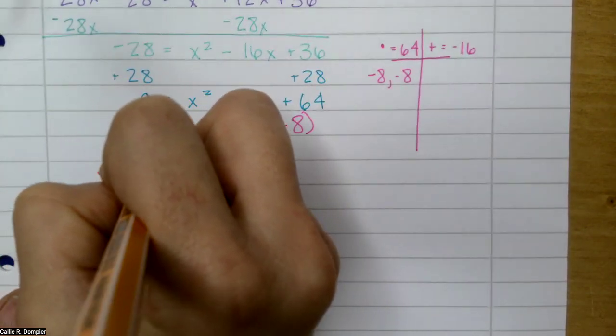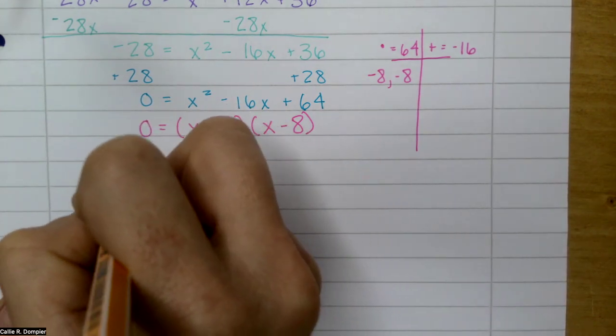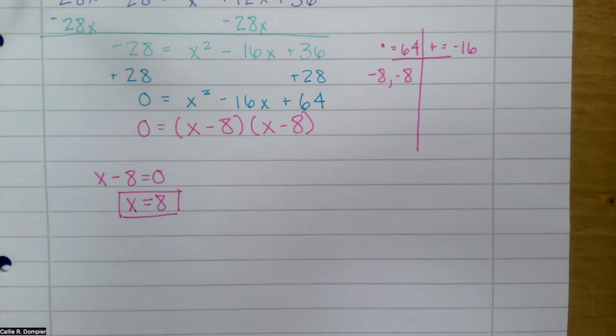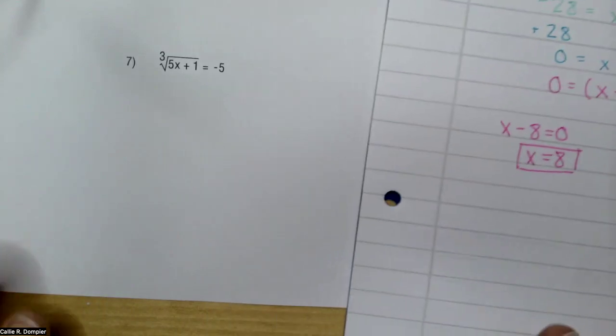x minus 8 equals 0. Add 8 to both sides. x is 8. That'll be the same for that one, right? Those are exactly the same. So the answer is x equals 8.